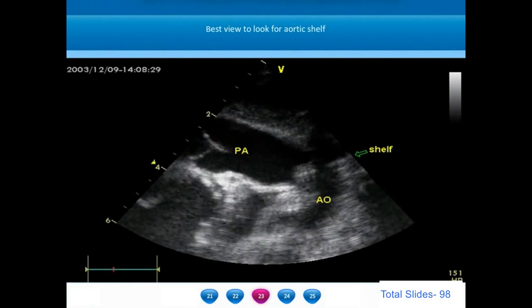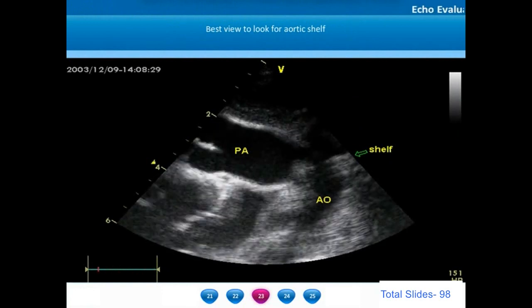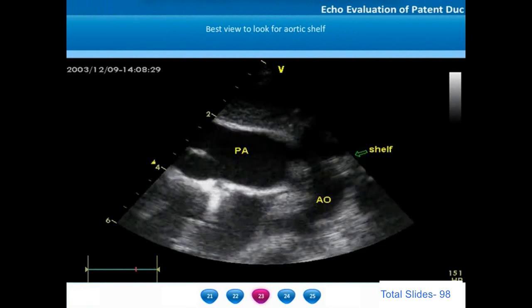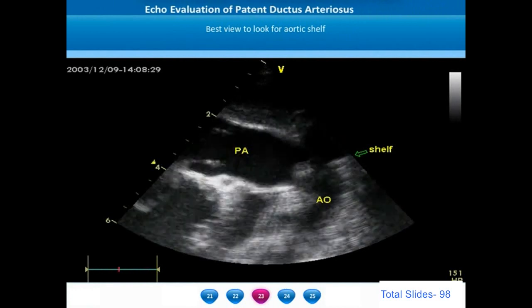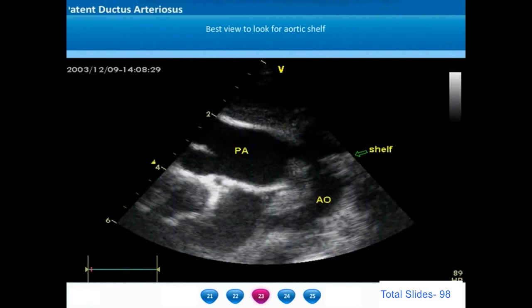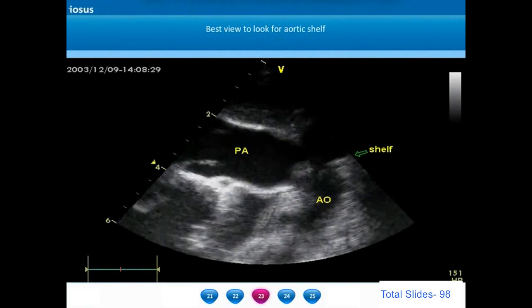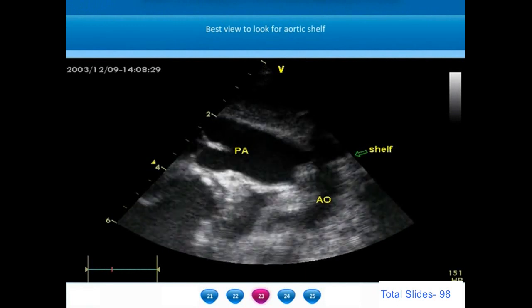In this example shown, there is a posterior aortic shelf. We are able to identify the dilated main pulmonary artery, the descending thoracic aorta, and the ductus arteriosus. And exactly opposite to the ductus arteriosus, on the posterior wall of the descending thoracic aorta, there is a deep posterior aortic shelf. This is a strong substrate of coarctation.